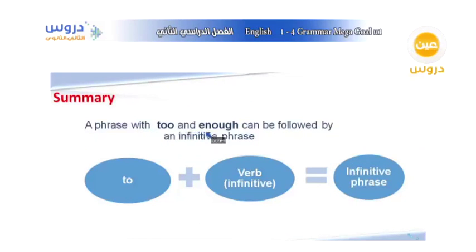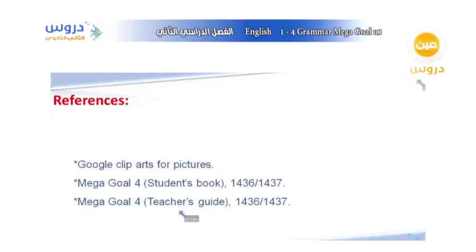A phrase with too and enough can be followed by an infinitive phrase. To plus verb, infinitive, without additions, we get an infinitive phrase. To with a verb infinitive, we call it an infinitive phrase. Okay, this is so easy. I hope you enjoyed, and goodbye.